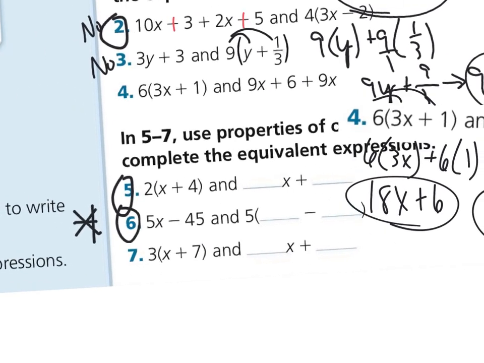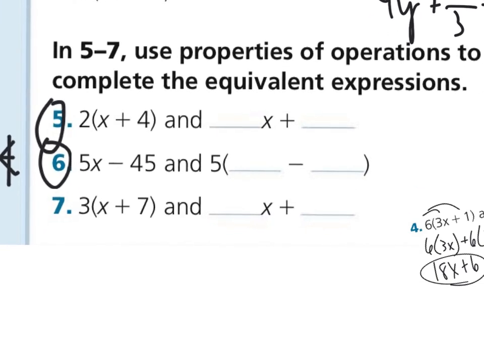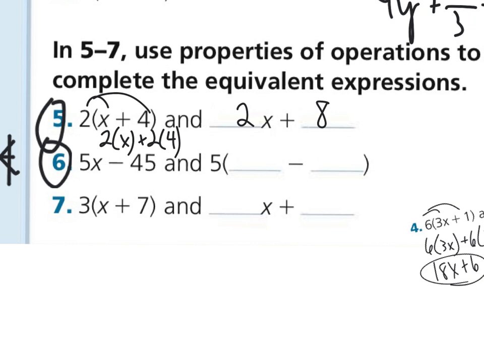The next part, they want us to use properties of operations to complete the equivalent expressions. So for number 5, they're wanting us to distribute. So that would be 2 times x plus 2 times 4. So that would be 2x plus 8.